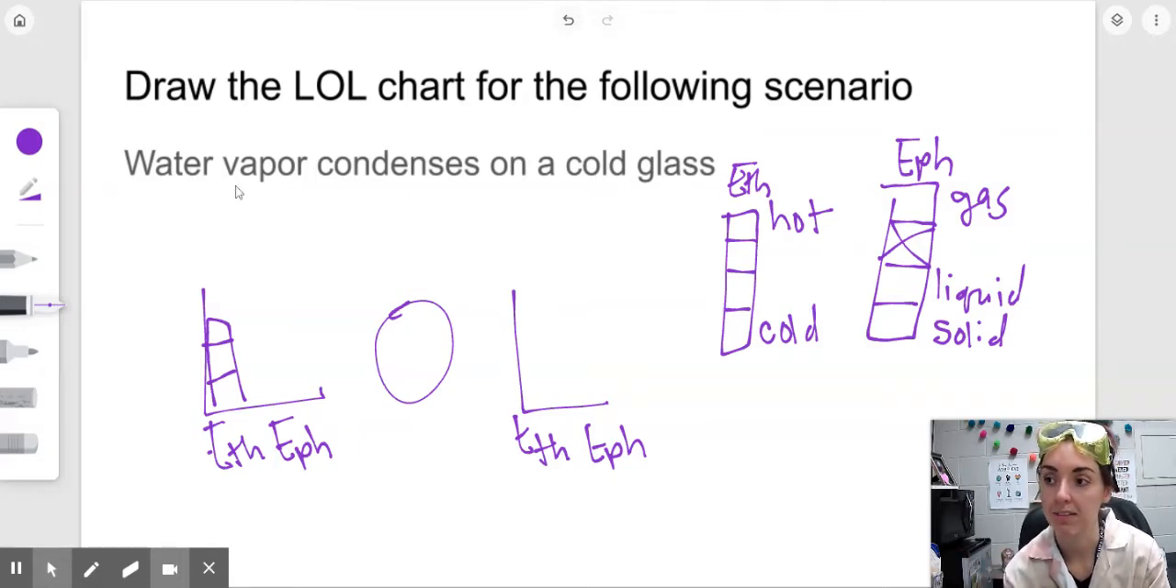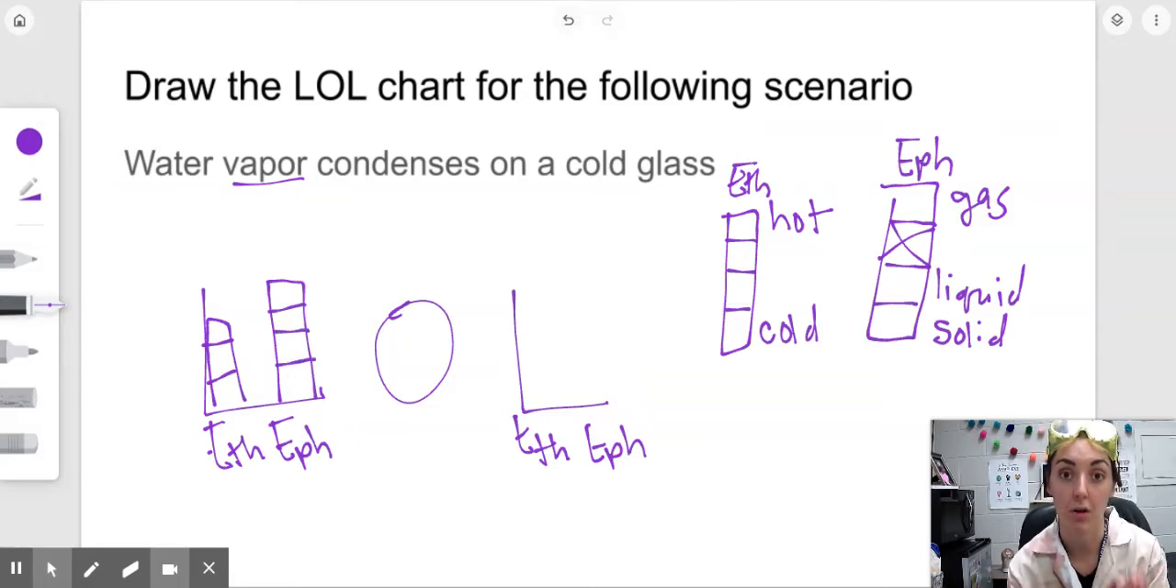Now we do know because it's vapor, that's a gas, that we have to have 4 bars of E phase. That is non-negotiable. So 4 bars of E phase is non-negotiable. That has to be it. It says water vapor condenses on a cold glass. So we know it's going to end up cold. So again, 1 or 2 bars there. It's condensing, not freezing. So I'm probably going to give it 2. Like it's cold, but it's not frozen. If you gave it 1, that would be okay. I'm going to give it 2.